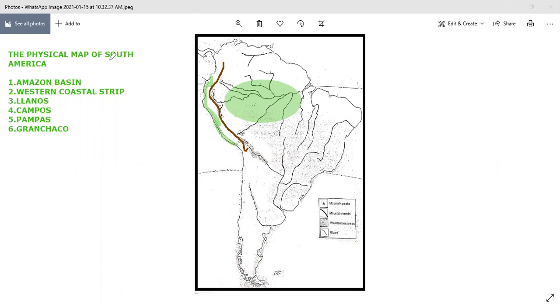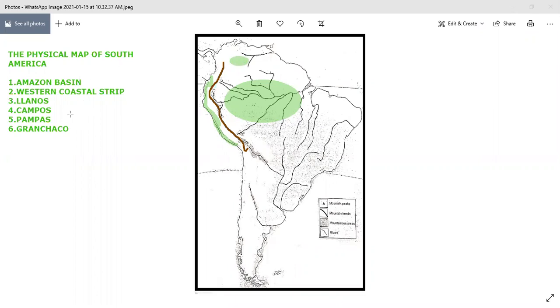Then we come to Llanos. Now Llanos is this area. This is River Orinoco and this region. Let us mark it like this. This is the Llanos region. This region is Llanos.